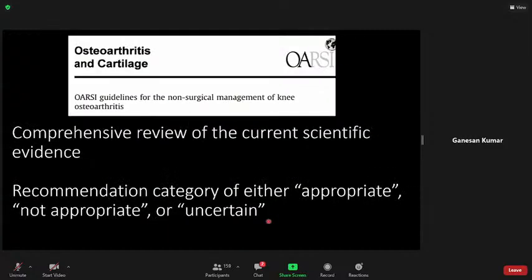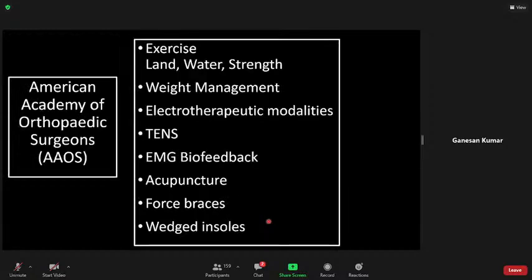So these are the Osteoarthritis Research Society recommendations, which give guidelines for the non-surgical management of knee osteoarthritis. The American Academy of Orthopedic Surgeons generally recommends exercises, which can be land-based, water-based, and strength training, and weight management. You can use electrotherapeutic modalities like TENS or EMG biofeedback for your exercises. They also recommend acupuncture or dry needling, braces, and wedged insoles. So these are the broad guidelines recommended by the American Society.